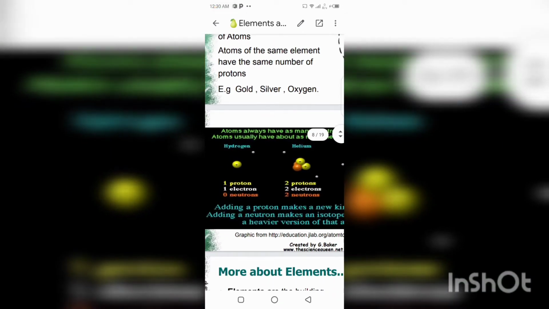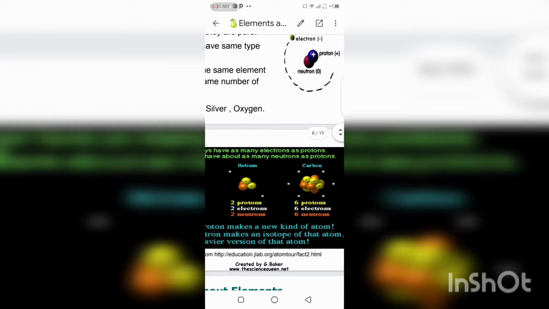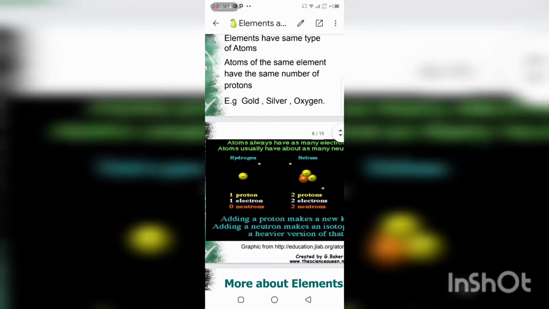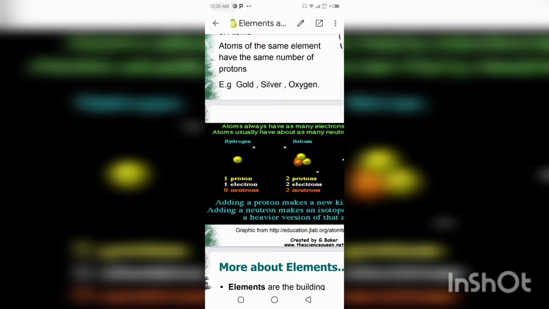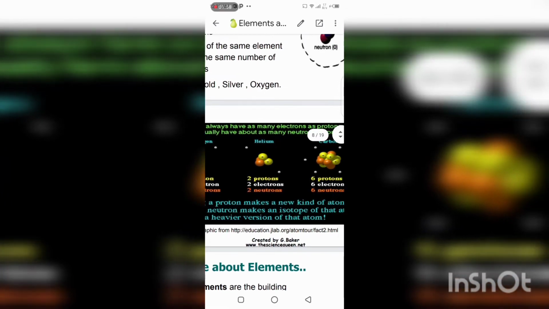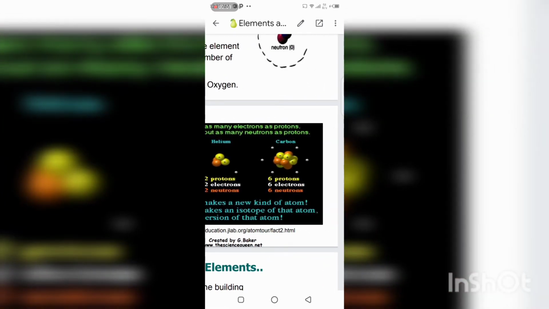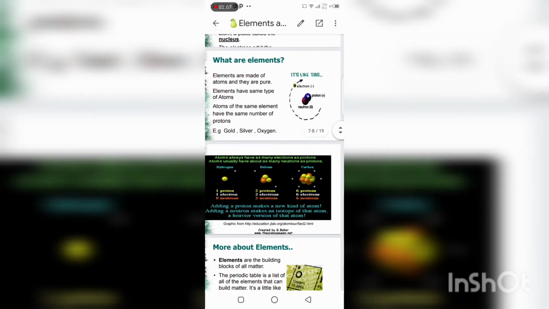So now, atoms always have as many electrons as protons. Atoms usually have about as many neutrons as protons. So hydrogen has 1 proton, 1 electron and 0 neutrons. Helium, 2 protons, 2 electrons, 2 neutrons. Carbon, 6 protons, 6 electrons and 6 neutrons. Adding a proton makes a new kind of atom. Adding a neutron makes an isotope of that atom, a heavier version of that atom.